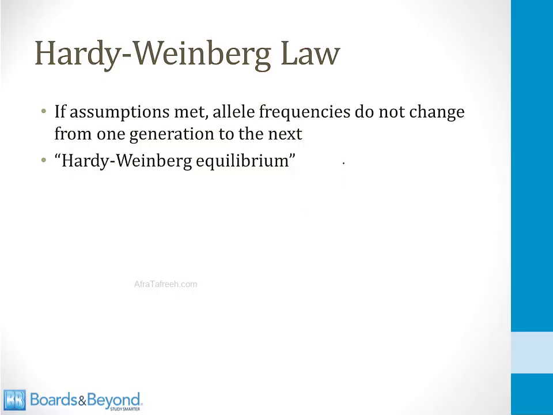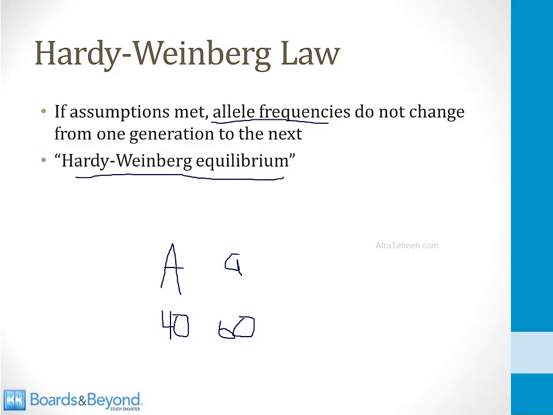If those assumptions are met, then for that population, the allele frequencies will not change from one generation to the next. In other words, if 40% of the genes are big A, then 40% of the genes will always be big A from one generation to the next for that population if all those assumptions are met. And if 60% of the genes are little a, then 60% of the genes will always be little a from one generation to the next. And thus you can apply the Hardy-Weinberg law in order to calculate the frequencies with which these two alleles will be combined. That is said to be a population that is in Hardy-Weinberg equilibrium.